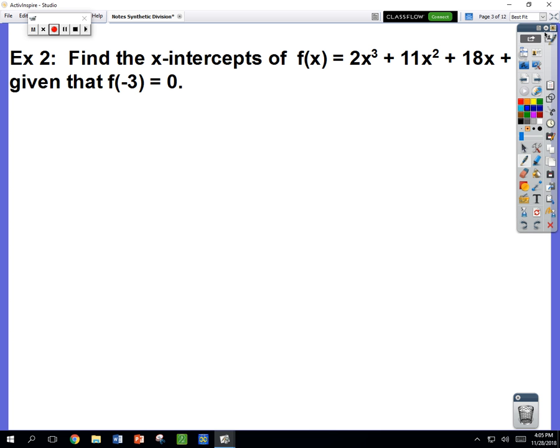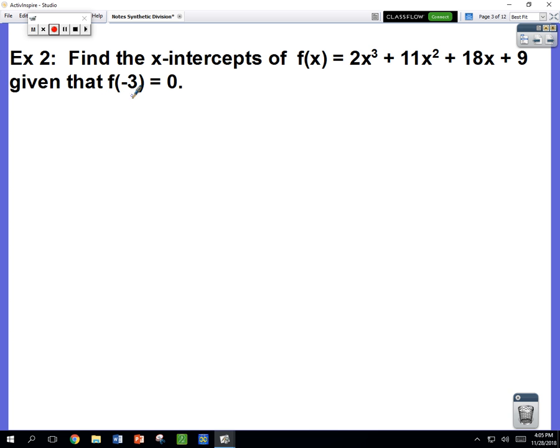So now this time they told me one of the solutions was negative 3 because they said when I plugged in negative 3 for x, I got 0. So they told me that my solution was negative 3 this time. It's not always going to be negative 3, by the way. So my one solution goes on the outside, negative 3.